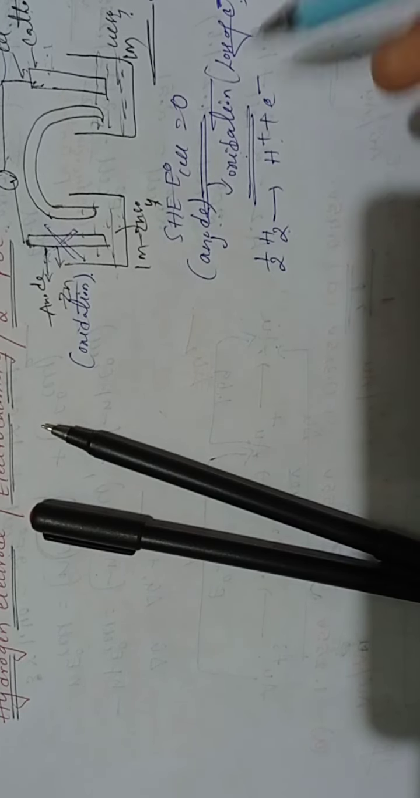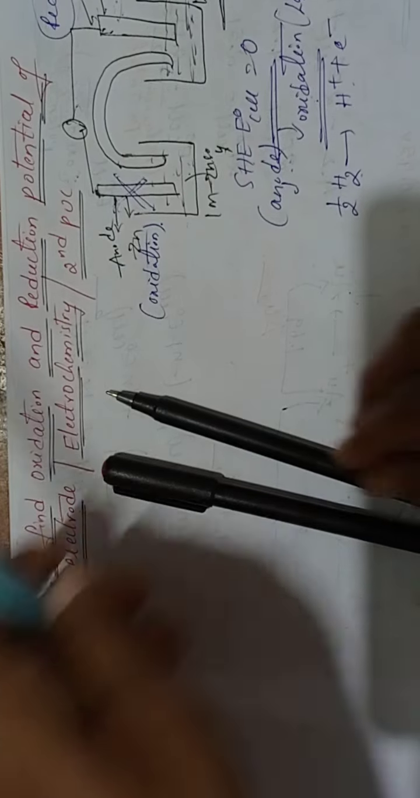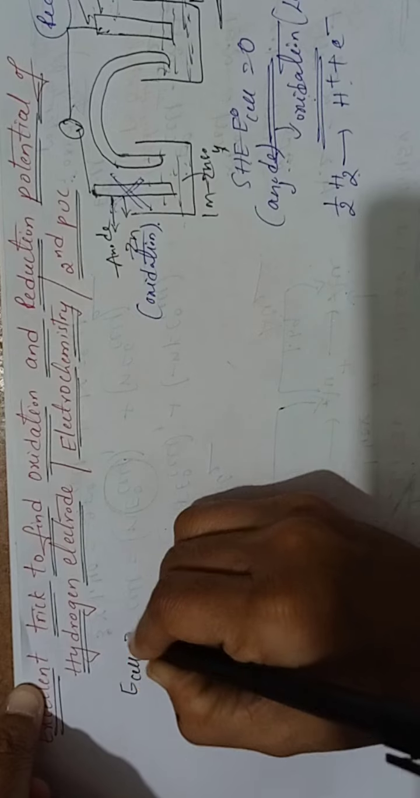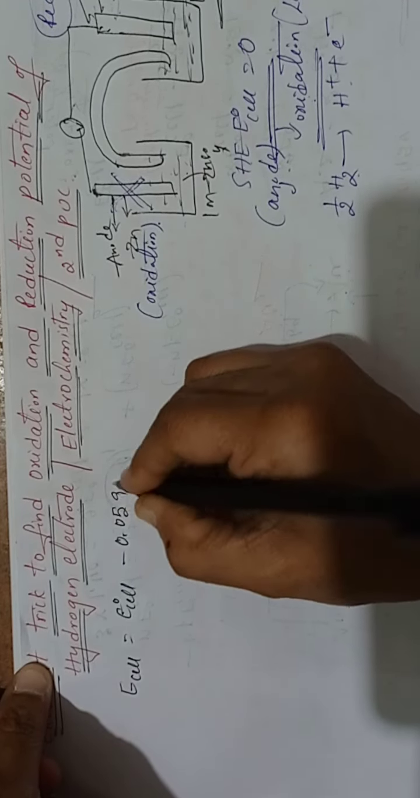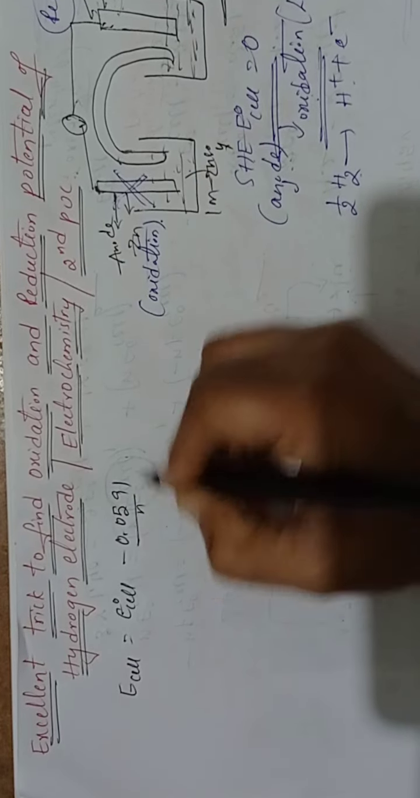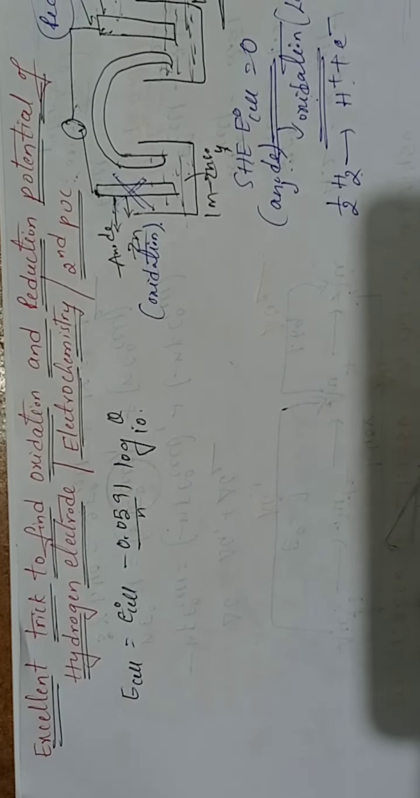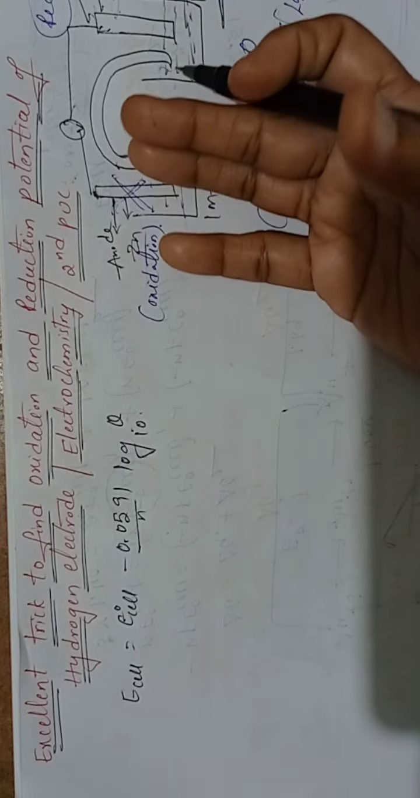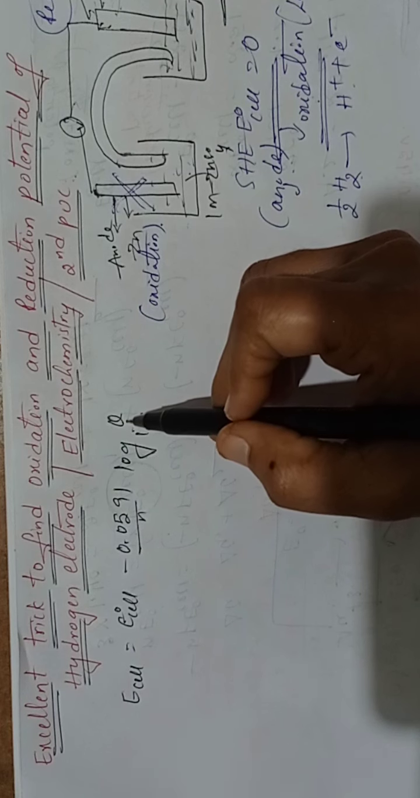Now, the standard hydrogen electrode. How to find it? See students, I am taking one formula here: E cell is equal to E naught cell minus 0.0591 by n into logarithm of Q base 10. Here Q is nothing but the reaction quotient, students. It is simply equal to the equilibrium constant also. This is a reaction quotient.